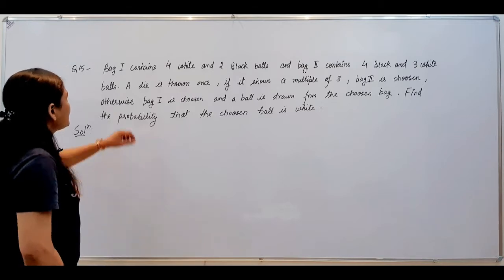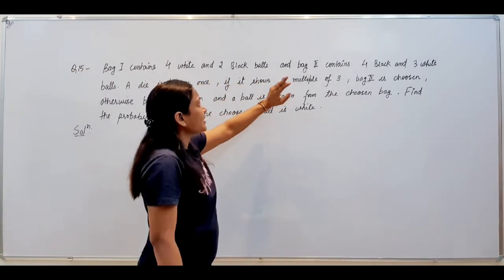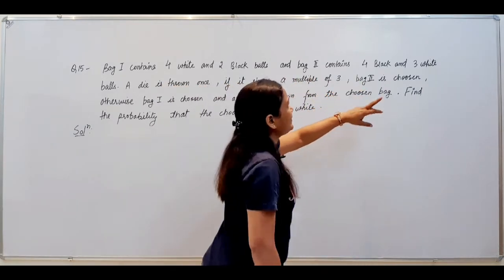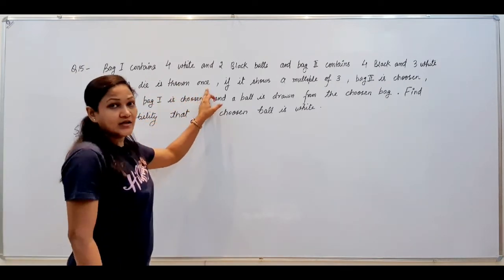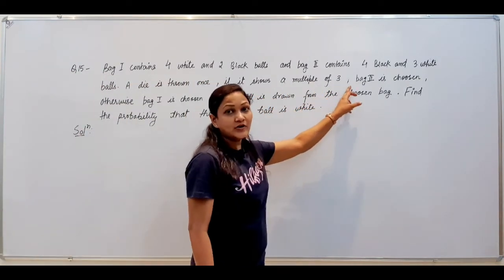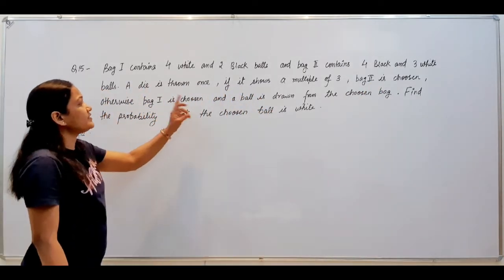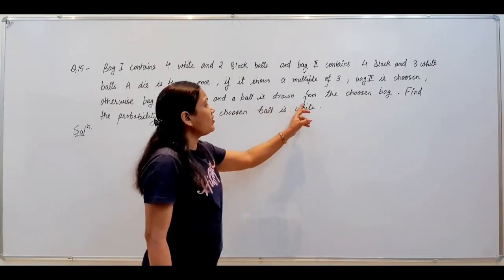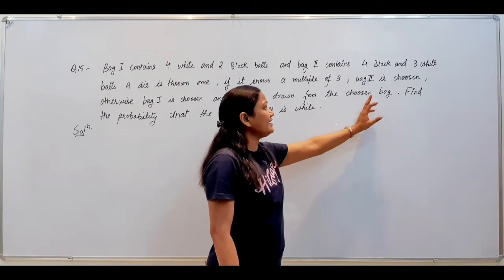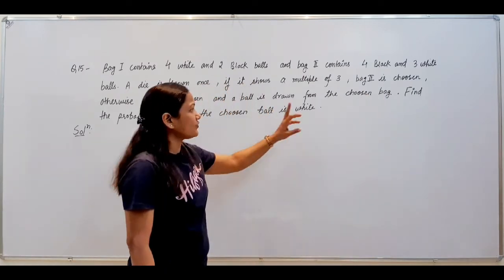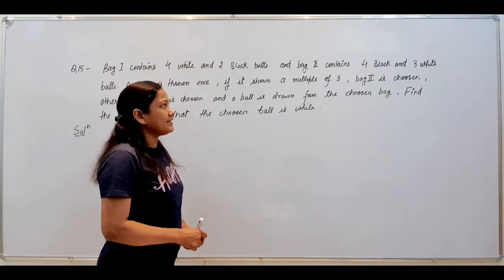Your 15th question is, bag 1 contains 4 white and 2 black balls. Bag 2 contains 4 black and 3 white balls. Now a die is thrown once. If it shows a multiple of 3, then bag 2 is chosen. Otherwise bag 1 is chosen, and a ball is drawn from the chosen bag. And finally, a ball is drawn from whichever bag is chosen. Now find the probability that the chosen ball is white.